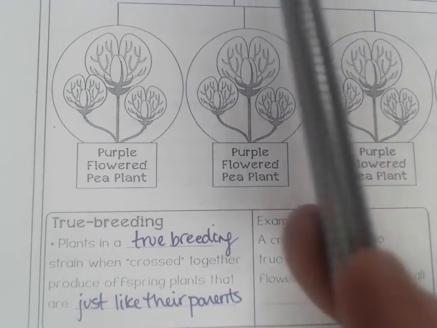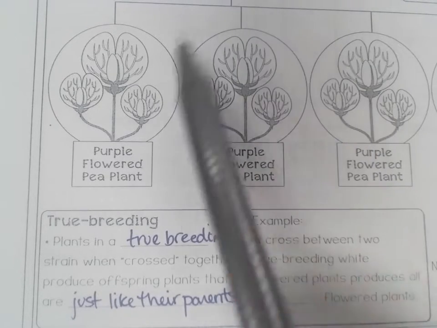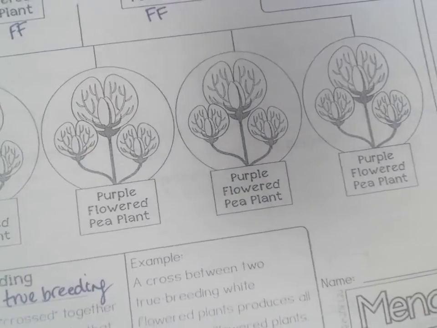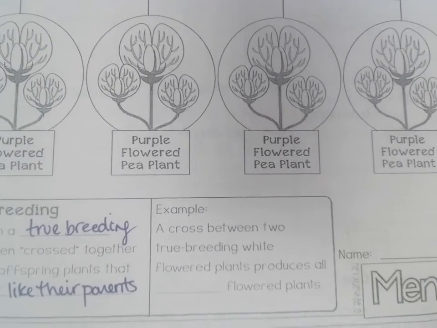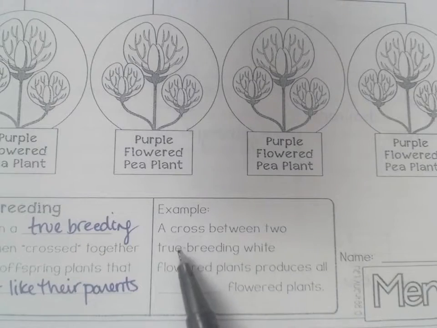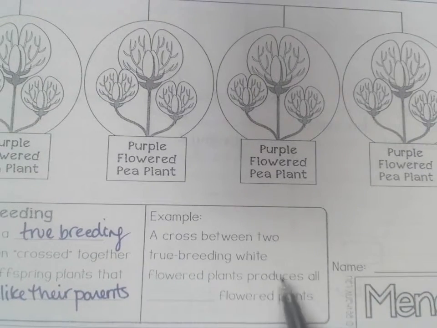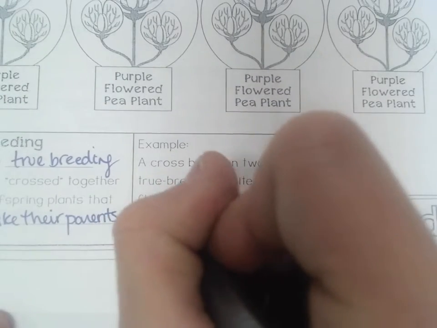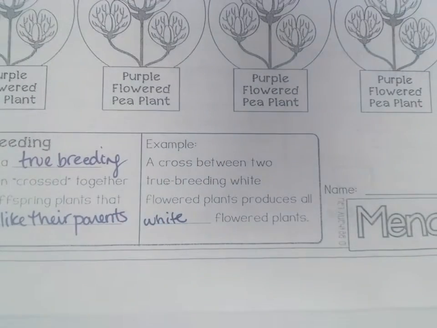Okay, so that's why we have two purple flowered plants that when crossed, they end up with four purple flowered plants. So all four of those are purple flowered. Okay, so an example also would be a cross between two true breeding white flowered plants, which would then produce all white flowered plants.